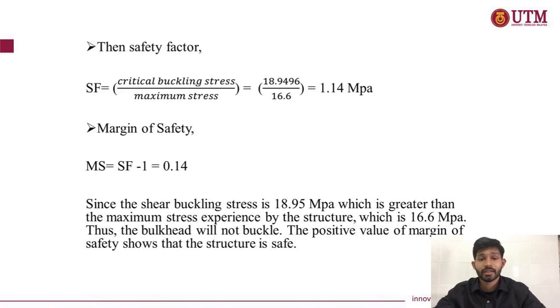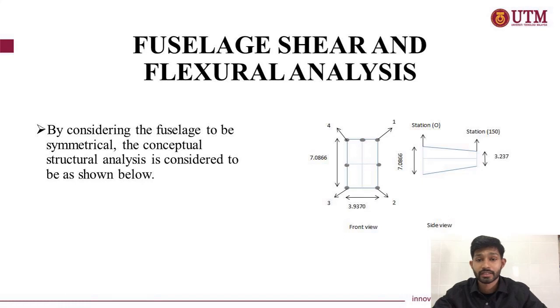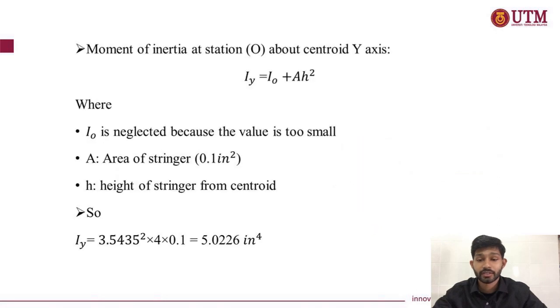And next, we also did the fuselage shear and fracture analysis, and by considering the fuselage to be symmetrical, the conceptual structure analysis is considered as shown below. This diagram shows the configuration of our aircraft, and we calculate the moment of inertia at station 0 about the centered y-axis. The formula used is Iy equal to I0 plus AH squared, and I0 is neglected because the value is small. H is the height of the stringer, and we calculate the value and we get 5.0226 inch.